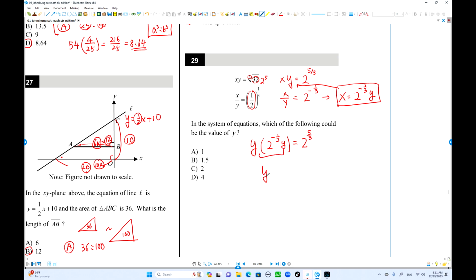So y squared equals 2 to the 5 over 3 divided by this number, right? Okay, 2 to the what? Negative 1/3. How about this one? 2 to the 5 over 3 minus 1 over 3 equals, minus a negative is positive, okay? I've got to be careful. All right, so 2 to the what? 6 over 3 equals 2 squared, right? Which is 4, isn't it? What is y? It can be plus or minus 2, right? So positive 2 is okay, negative 2 is okay. We got y as positive 2 over here, okay?